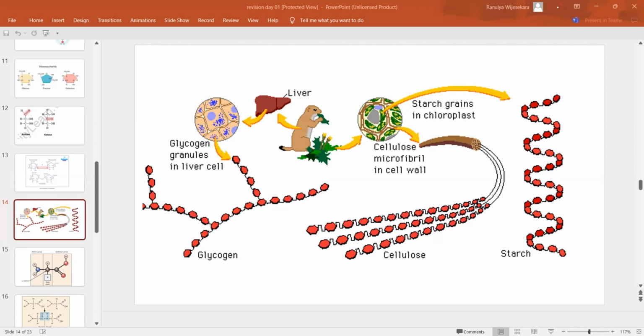Okay. Second point, general formula is CxH2Oy. Next point, hydrates of carbon contain the same proportion of H:O, which is 2:1 as in water.